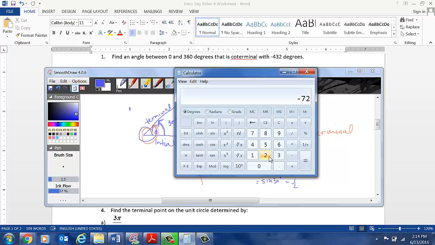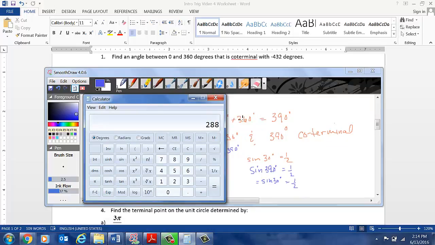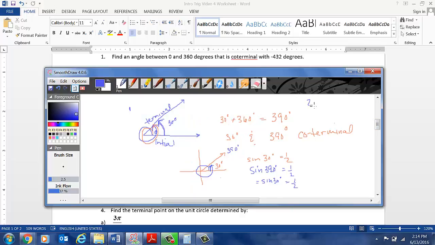So again, a coterminal angle, but it's not within 0 and 360 degrees. So I'm going to add 360 again until I'm inside that range. That takes me to 288 degrees. So 288 degrees is coterminal with negative 432 degrees. And again, that's in between 0 and 360. So 288 degrees is the answer, a coterminal angle between 0 and 360.